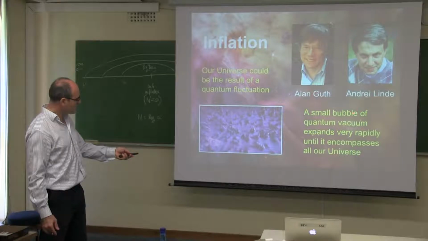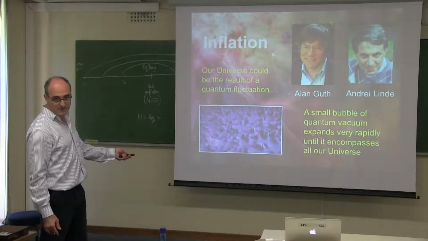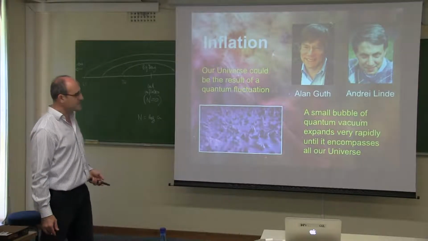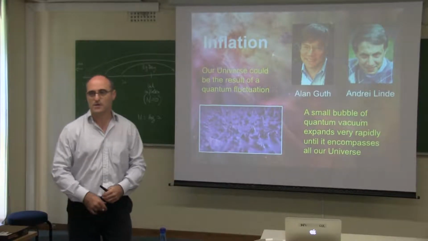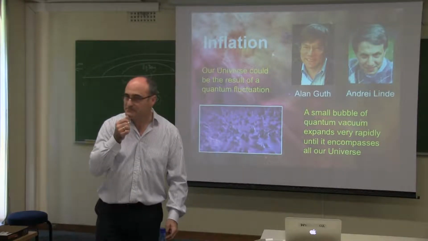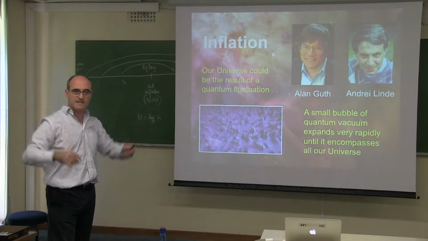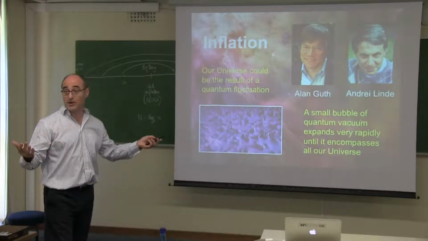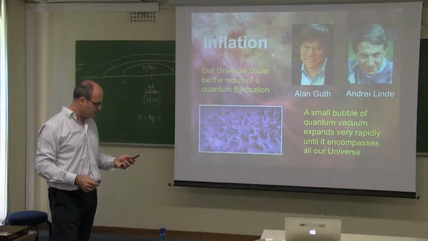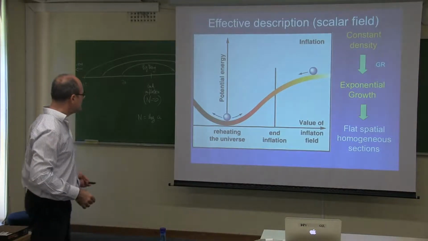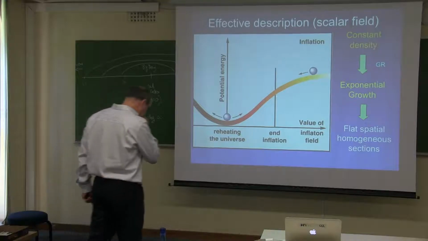So if a small bubble of quantum vacuum popped out of nothing and expanded very rapidly, this would have very quickly covered the full space-time. Very soon, such a little object would have grown to be as large as our universe, or even larger, in this global structure of the universe that I was describing a while ago. Okay? So what do we need in order to provide this?